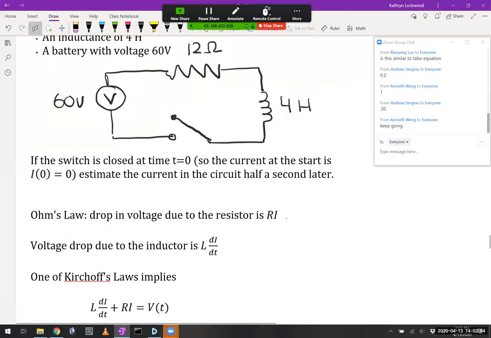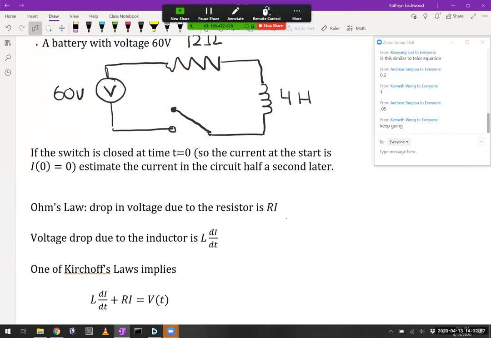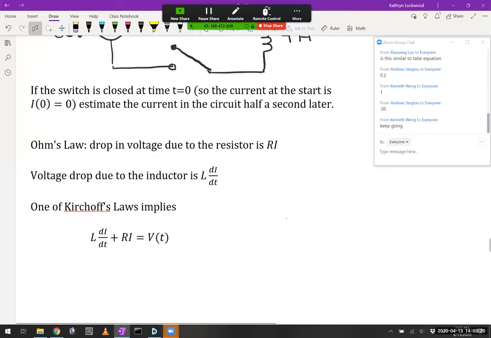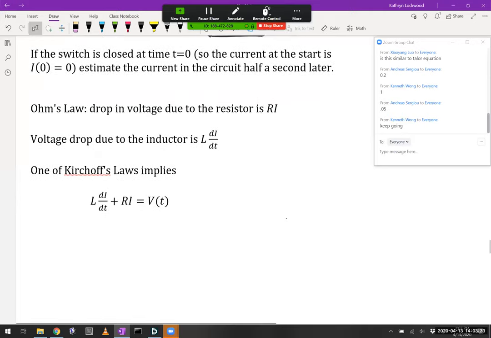We'll use a few physical laws here to do that. We've got Ohm's law, which says the drop in voltage due to the resistor is R times I. And we have another law that says the voltage drop due to the inductor is L, the inductance, times di by dt. Now, one of Kirchhoff's laws implies that if I add the two together, the voltage drop over the resistor plus the voltage drop over the inductor, we get the total voltage change. So our differential equation here is L di by dt plus Ri is equal to V.